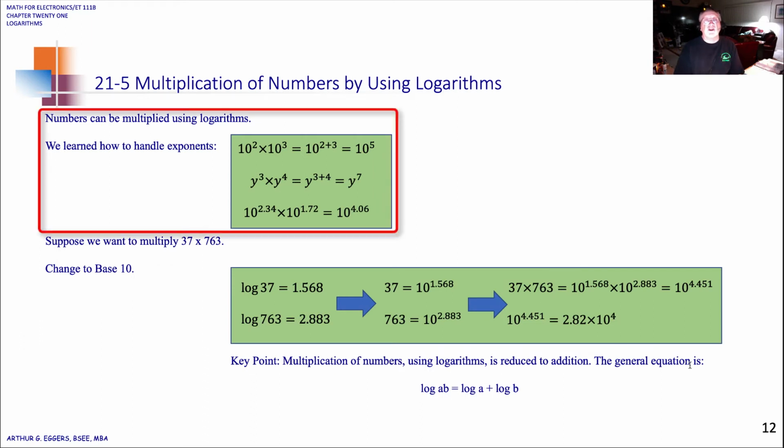Multiplication of numbers using logarithms. In this case, we take a look at what we've previously learned about handling exponents. We notice that when we handle values that have exponents, 10 squared, if we want to multiply it times 10 to the third, the exponent becomes 2 plus 3, which gives us 5. The same thing here: y to the third times y to the fourth, 4 plus 3, and the exponent becomes 7. So again, this is a refresher from what we covered early in the course.